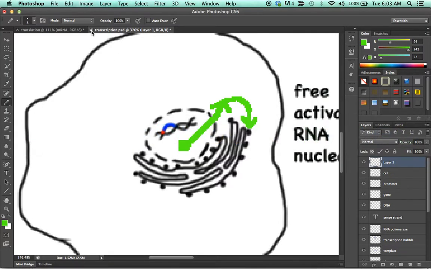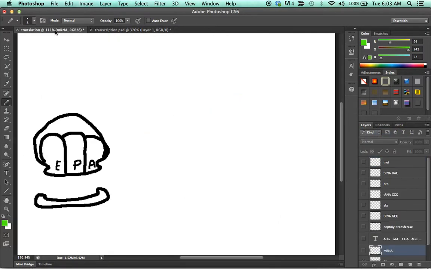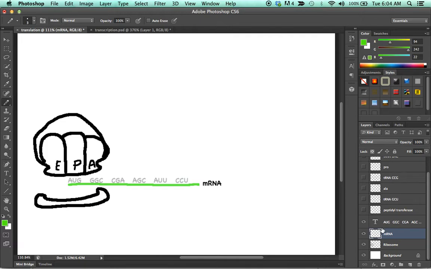Now let's look into the translation process. First, this is the ribosome. When the mRNA leaves the nucleus into the cytoplasm, it enters the ribosome. The mRNA enters the ribosome, and what the mRNA carries are a set of codons. This is what we call codons. So what happens first?